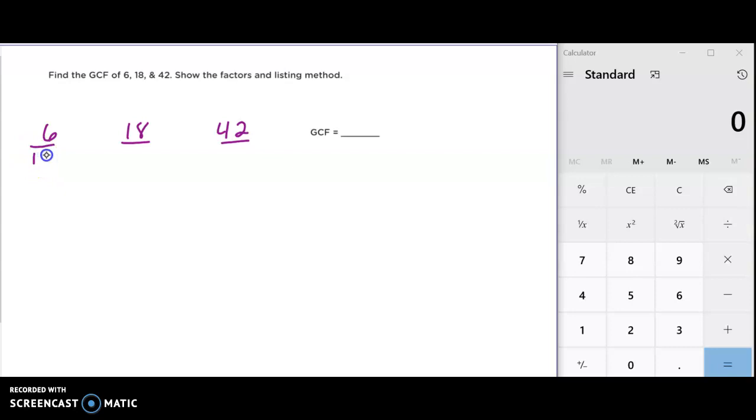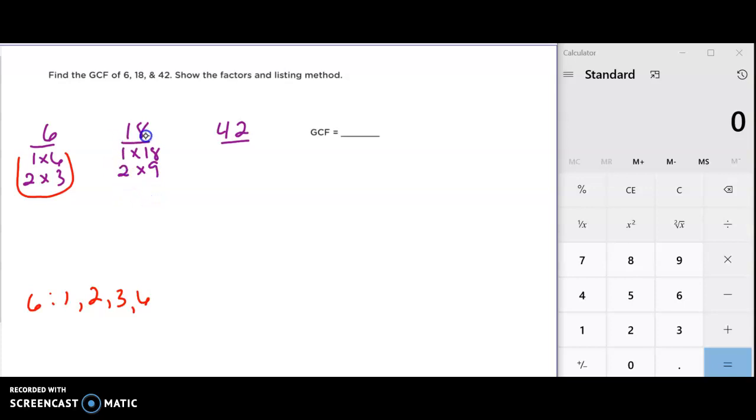We have 1 times 6, 2 times 3, and there's my U. All right, so 6 is going to be 1, 2, 3, and 6. All right, let's do 18. 1 times 18. What about 2? Yes, it's even. 2 times what? 2 times 9. Good. 3.